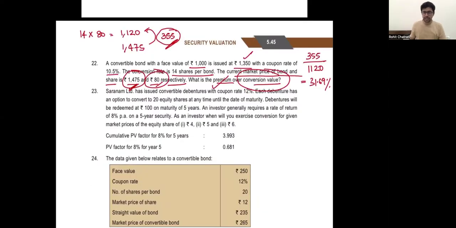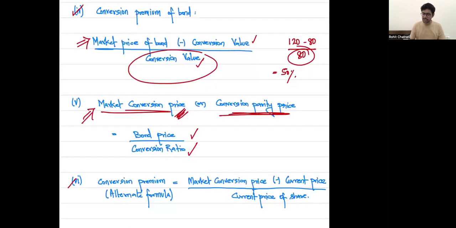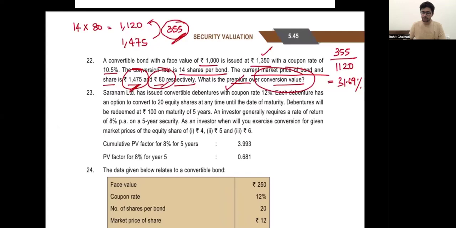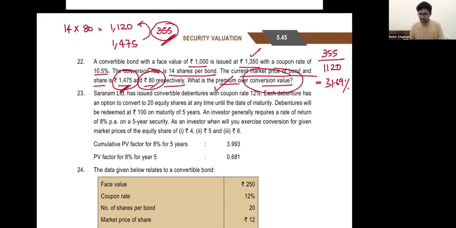Although the question does not really require it, can we also calculate what is the market conversion price? Remember, the formula for market conversion price is the convertible bond's market value, the whole divided by conversion ratio. So can you tell me what is the market conversion price in this case?